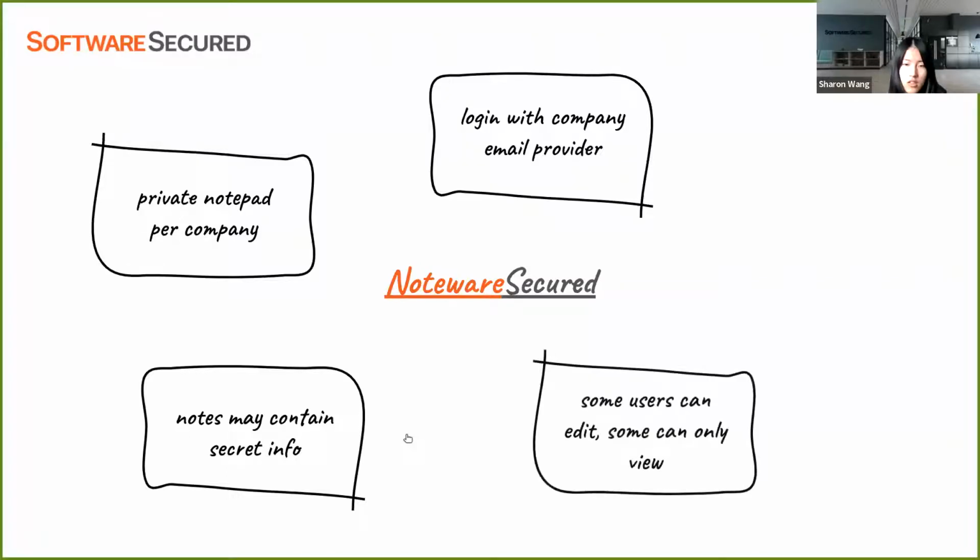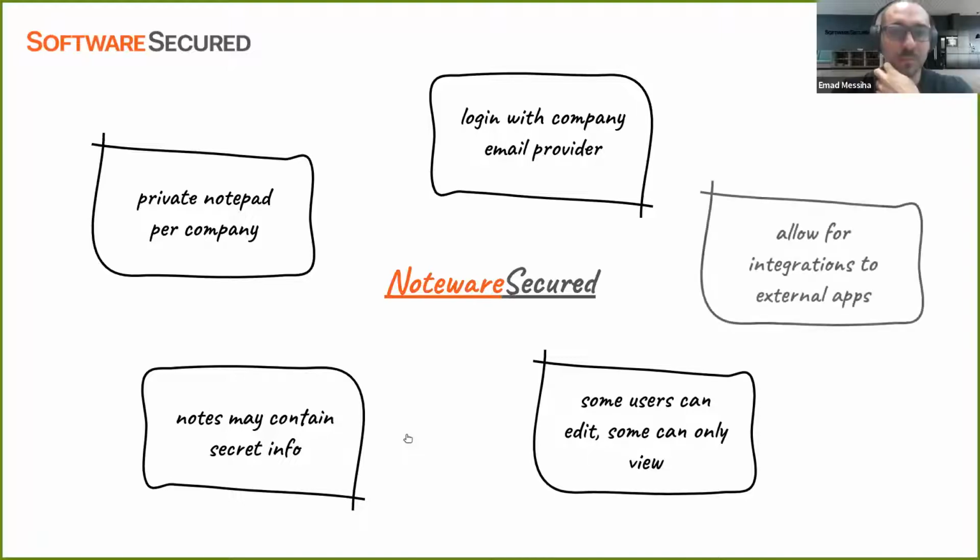Okay, and along with that, there's some access or role requirements. Some users can edit, some can only view. So we'll have to think about protecting what might be our endpoints here. And lastly, they've mentioned they want to be able to integrate with external apps. They've talked about maybe Slack, maybe Jira. So we'll need to expose an API of some sort to allow them to do that.